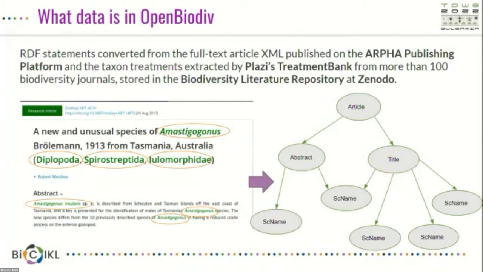So, what kind of data can you find there? Basically, you can find RDF statements converted from those XMLs, as I said, published in all kinds of journals and also coming from Plazi. But it is not restricted only to those sources.